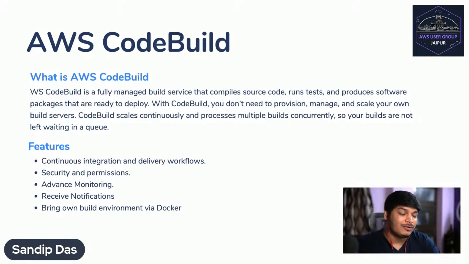Bring your own build environment with Docker. Suppose there is a standard image available with AWS, but that image doesn't have the things you need, or it requires a lot of other things to be done. What you can do is build your own image with whatever binary or software is required, put that in a Docker image, and run the Docker image here. So you can do that. Okay.